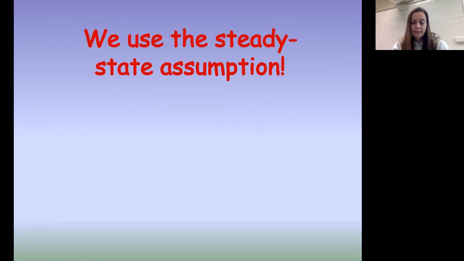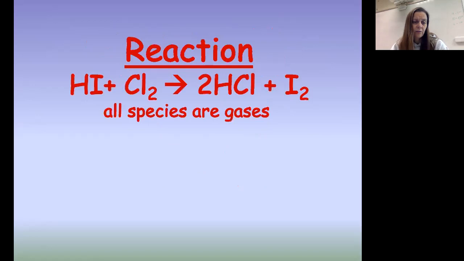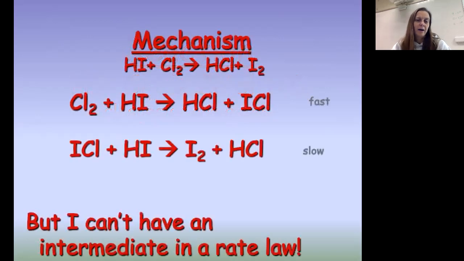So as an example, we have this reaction where hydrogen iodide reacts with chlorine to give us hydrogen chloride and iodine. Missing a 2 there, sorry. So this occurs by this mechanism where chlorine reacts with hydrogen iodide to give us hydrogen chloride and iodine monochloride, and that step is fast. And then our second step is our slow step.